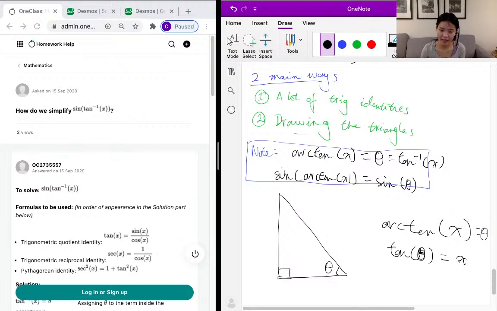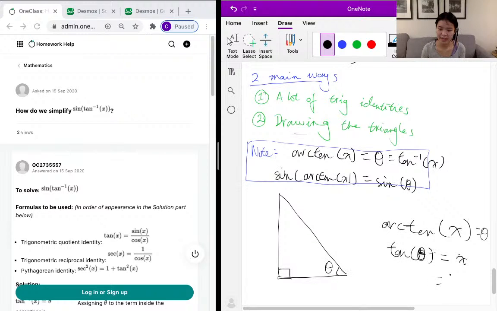X is a value, and the arctangent function is the inverse of the tangent. So the arctangent function basically eats what the tangent function outputs and gives what the tangent function inputs. Okay, so now we know the tangent of the same angle is equal to x.